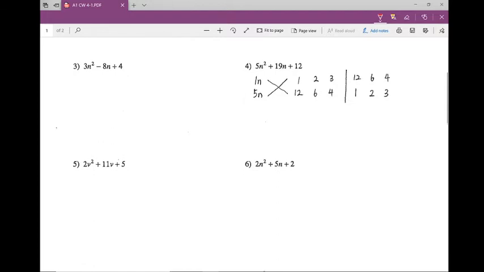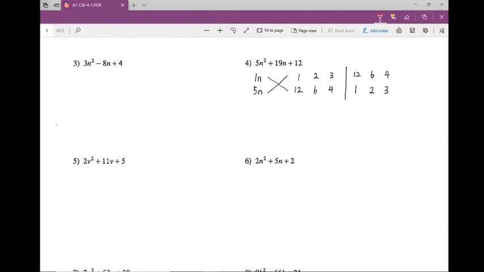Alright, we're going to start with number 4. In number 4, we have a trinomial. We're going to take the factors of the first term and the third term. In the first term, we have the factors 1n and 5n. For the third term, we have 1 and 12, 2 and 6, and 3 and 4.